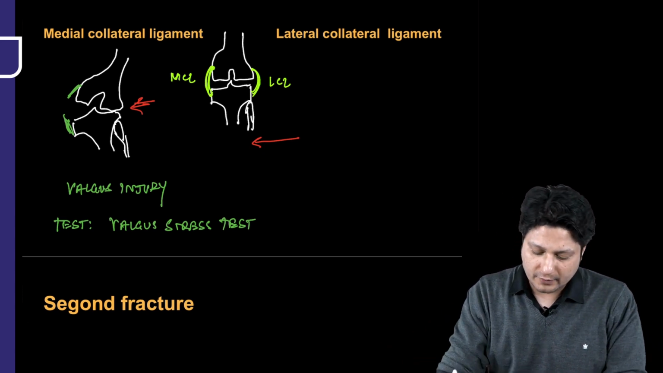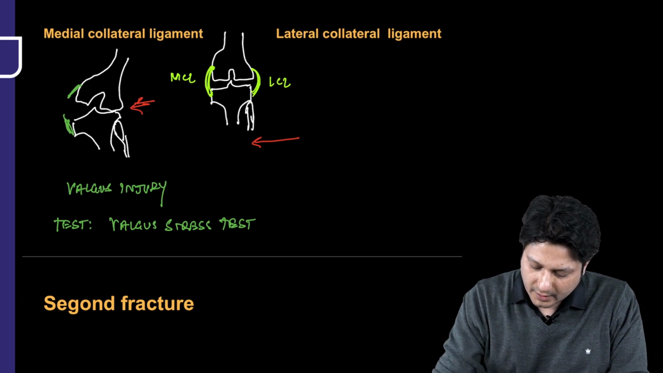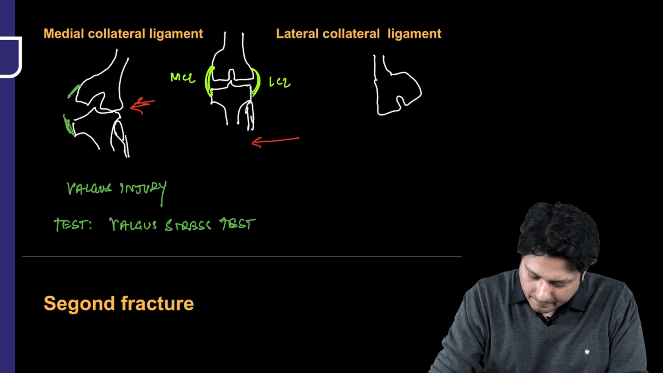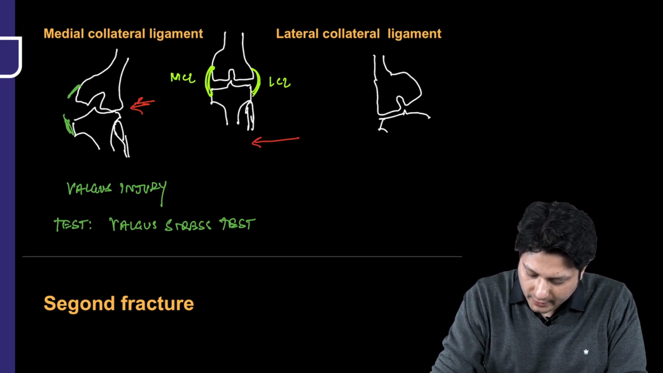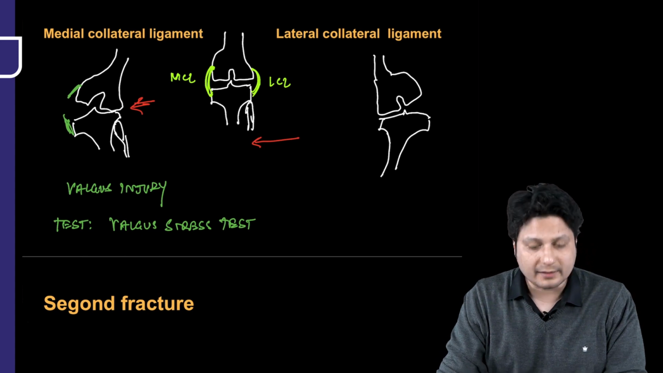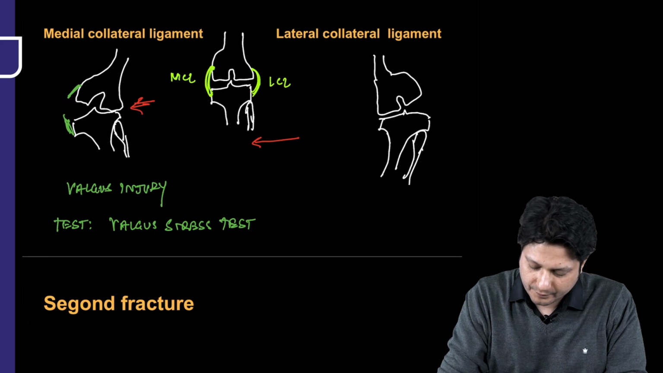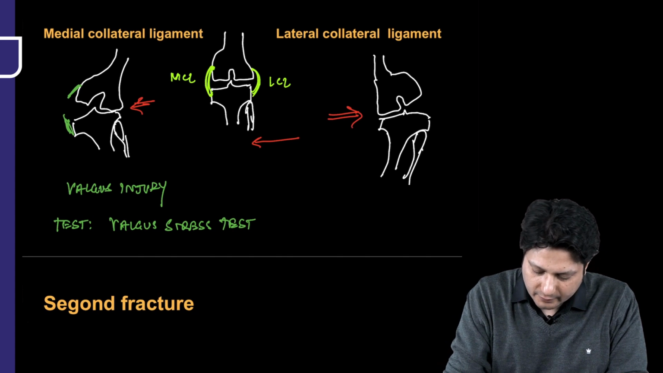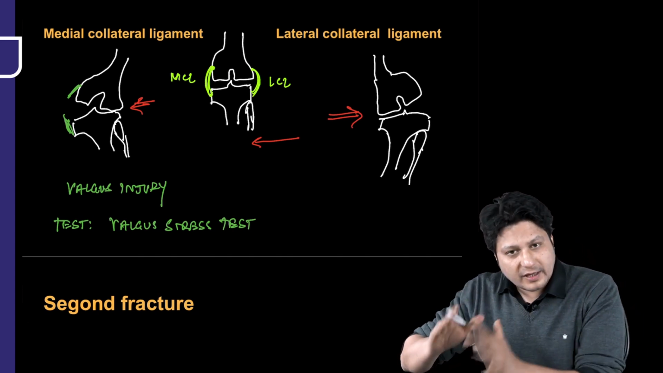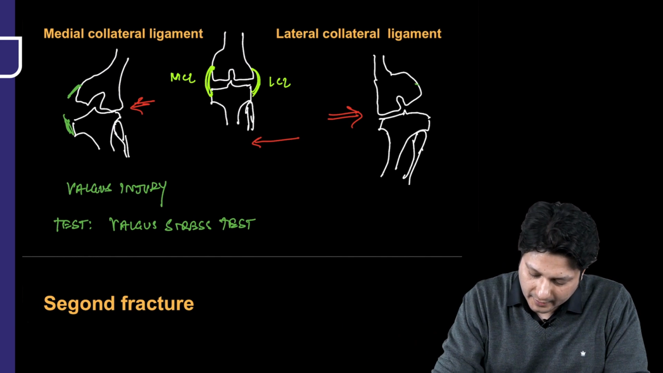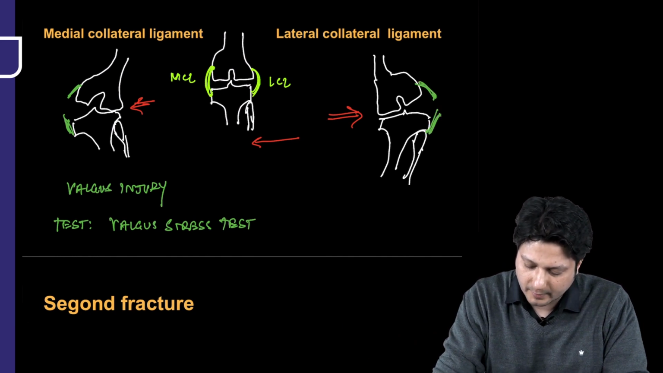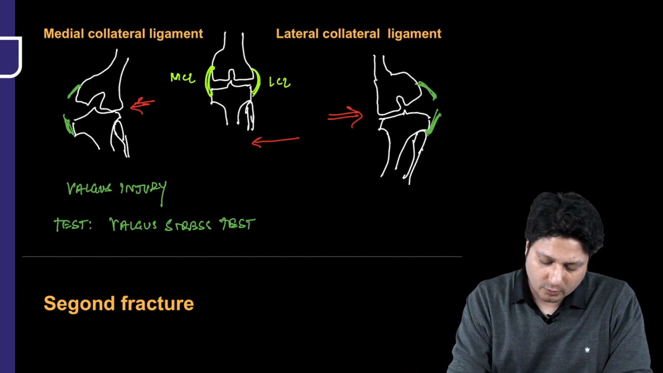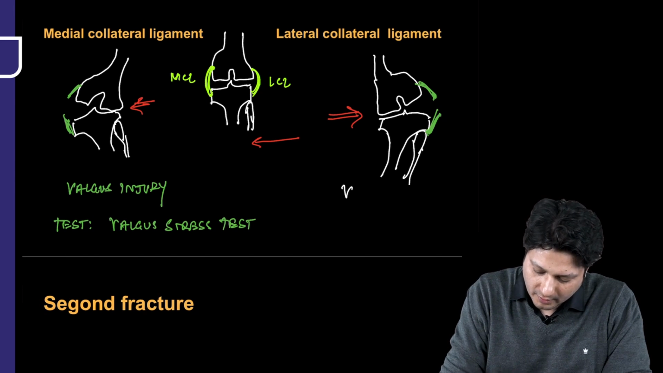On the other hand, imagine if this is the knee joint which is subjected to a force which is coming from the medial aspect, it will force the knee joint to bend into the lateral apical deformity. So if there is a force which is coming from the medial aspect, it will force the knee joint to bend with the apical deformity onto the lateral side, thereby causing a tear in the lateral collateral ligament. That means a force which is bending the knee joint into varus. So lateral collateral ligament injury is a result of a varus injury.